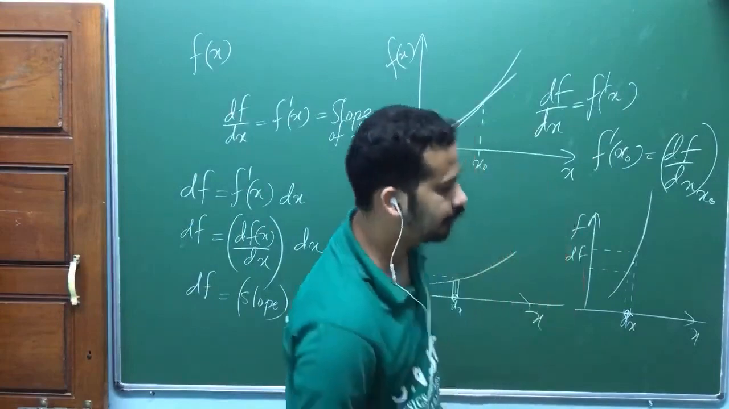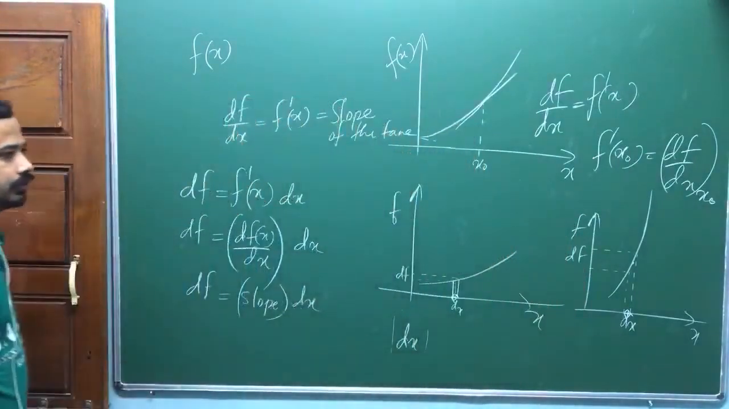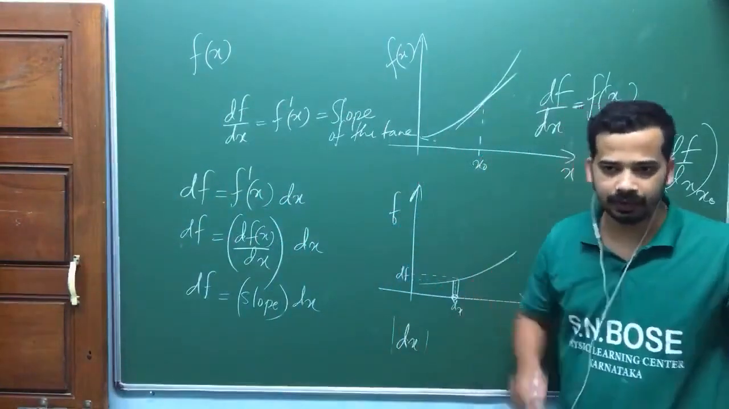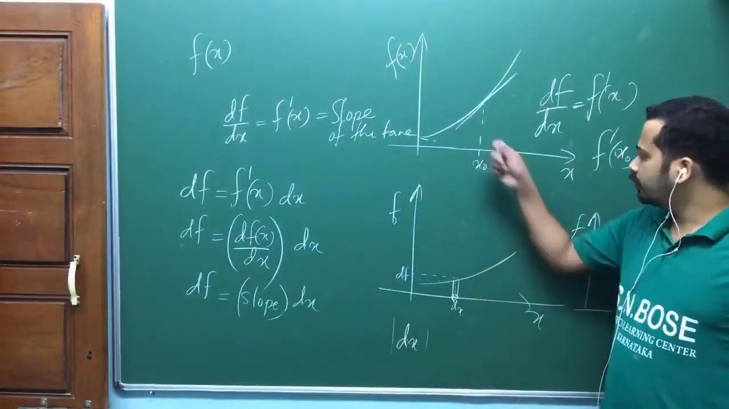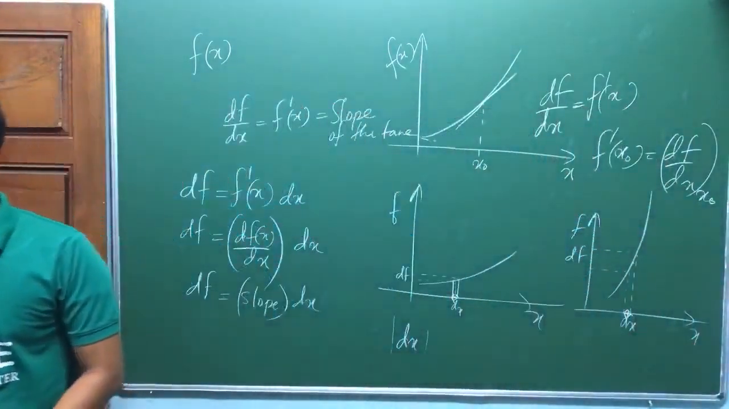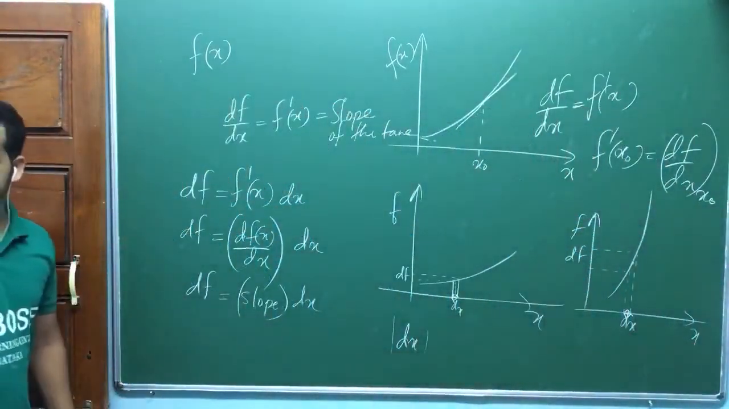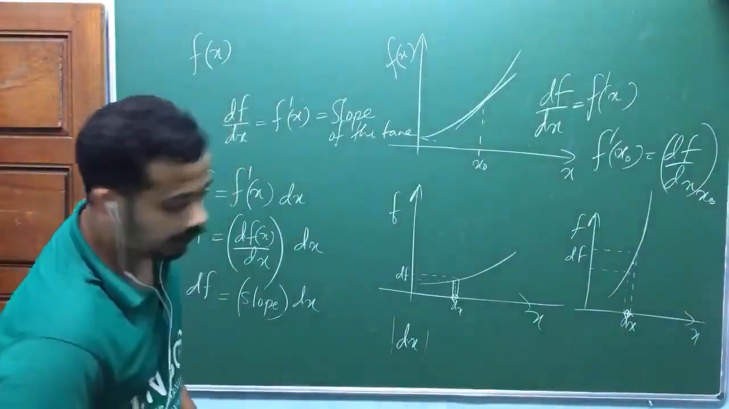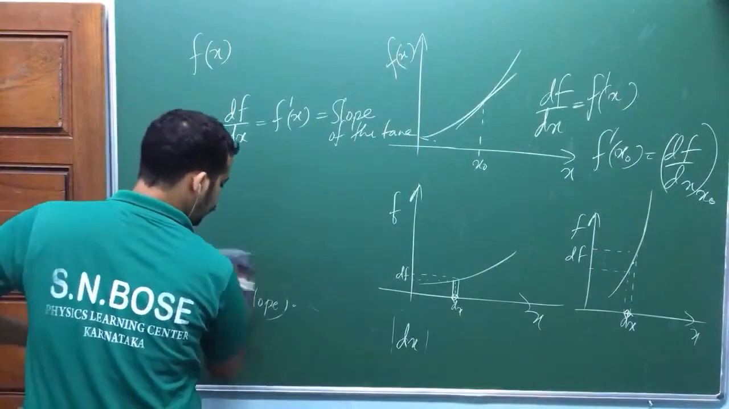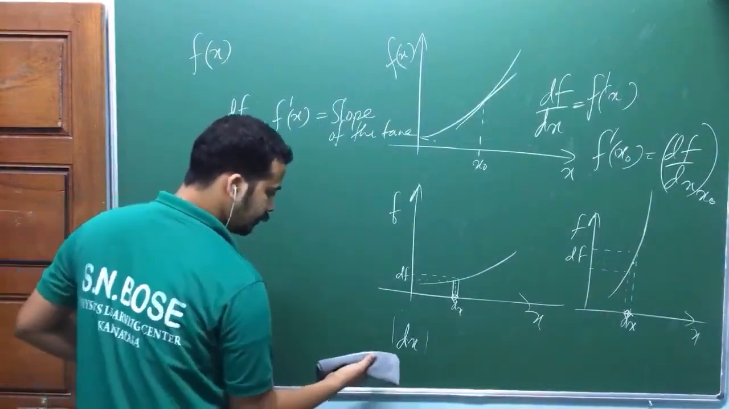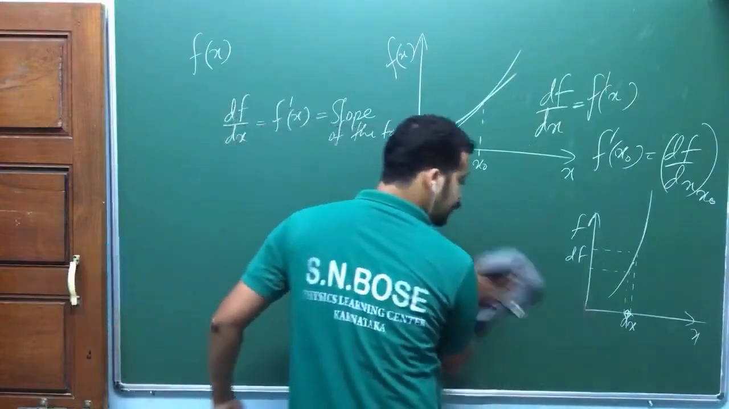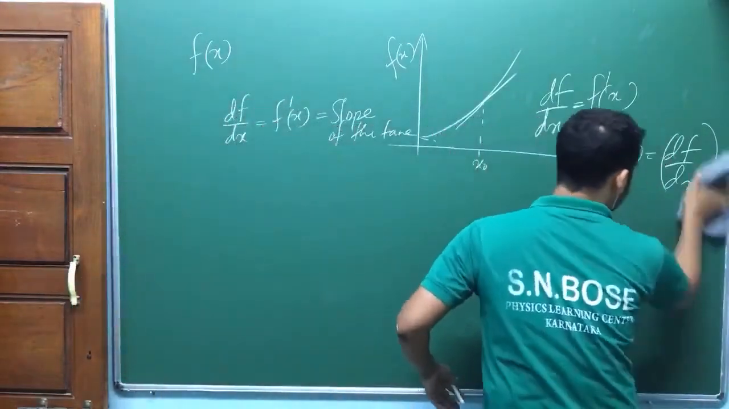But usually, the derivative of a function means the slope of the tangent drawn at one point, isn't it? That means you are choosing one point on the x-axis and taking the derivative, and you will get some number, isn't it? Slope is the rate of change at that point, actually.